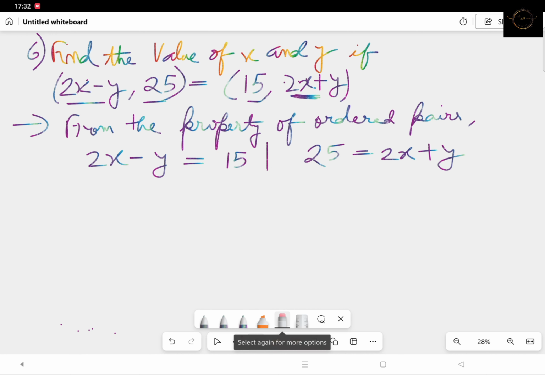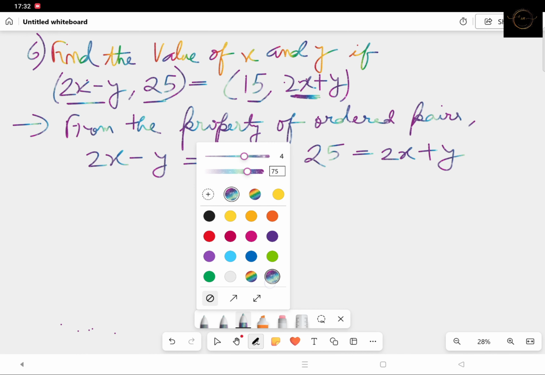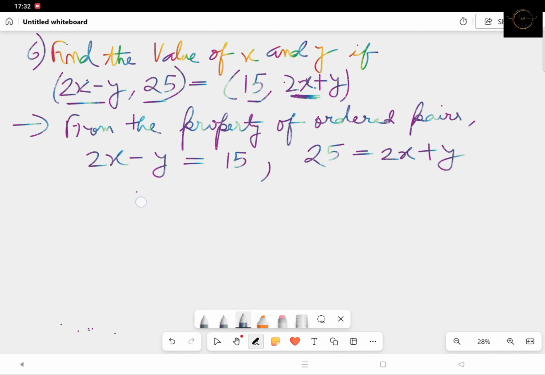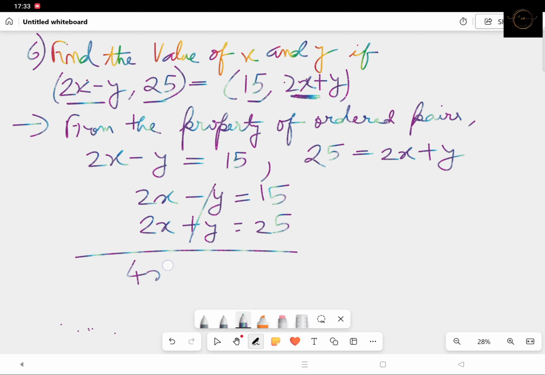By the elimination method you can find it, or you can use any of the methods. I'll show with the elimination method. 2x minus y equals 15 and 2x plus y equals 25. So this will be 4x equals 40. Therefore x will be equal to 10. Now put the value of x in any of the equations and you will get the value of y.